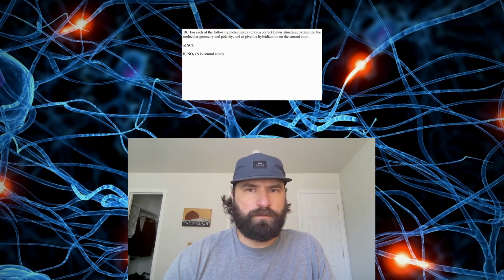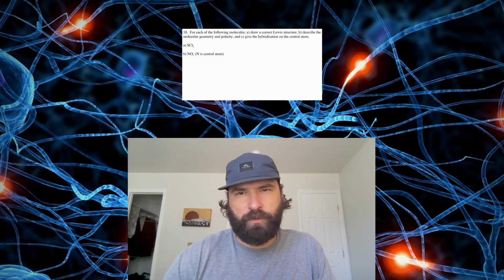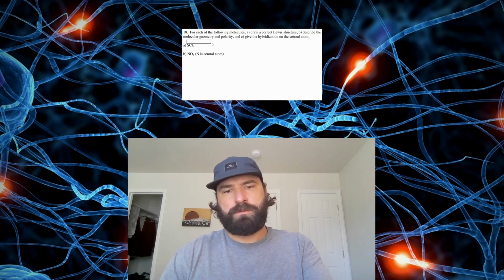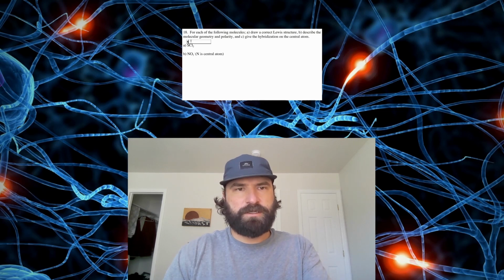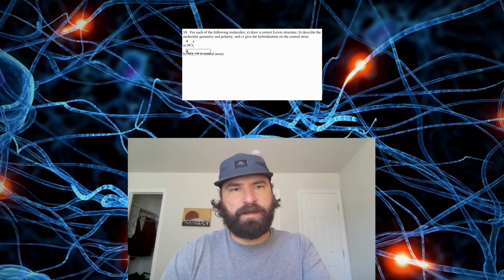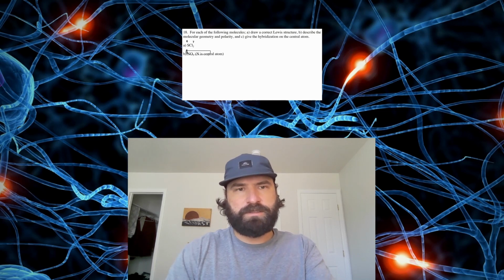All right, so valence electrons are pretty important to this type of stuff, drawing Lewis structures. So let's figure out how many valence electrons each of these elements has. Sulfur is going to have 6 valence electrons. Chlorine is going to have 7. Nitrogen has 5. And oxygen has 6.